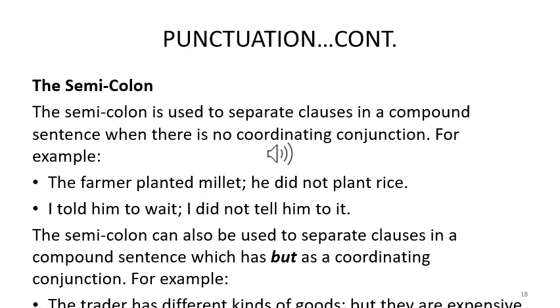This semicolon can also be used to separate clauses in a compound sentence which has but as a coordinating conjunction. For example, the trader has different kinds of goods, semicolon, but they are expensive. Again, you can see that in this case, the but is still there, but you can still use the semicolon. This is because it is a compound sentence containing two different sides, which you could separate into two different sentences, but you don't want to. No, it's not all the time that you want to write short sentences. So when you have sentences like this, even though there is a coordinating conjunction, even though there is that but, you can still use the semicolon.